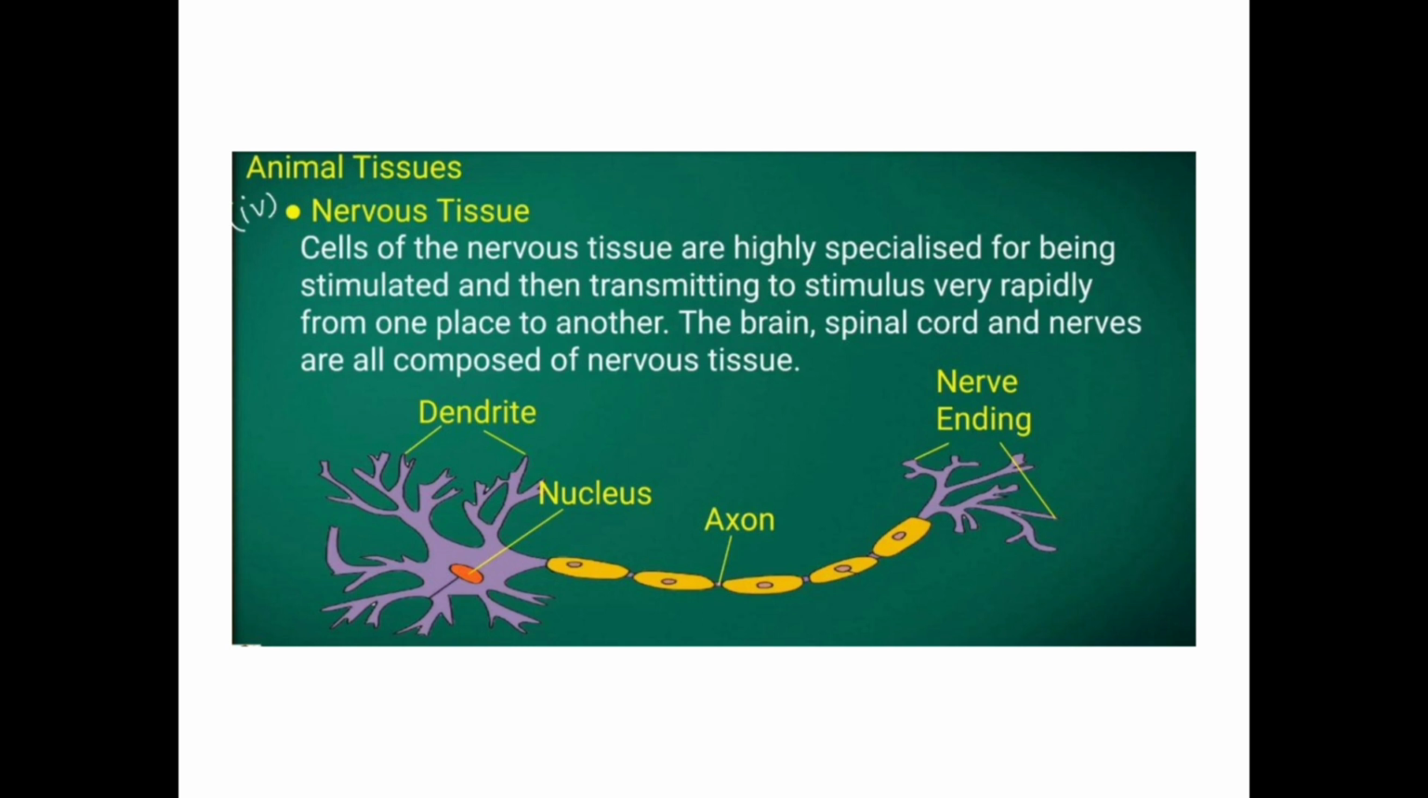The cells of the nervous tissue are highly specialized for being stimulated. They get stimulated and transmit the stimulus very rapidly from one place to another. If we touch something, the cell gets the signal and transfers it from one end to another, where another nerve tissue connects, so it is sent fast and soon reaches the brain. So this is the function of nervous tissue. The brain, the spinal cord, the nerves are composed of nervous tissue, so everywhere the nervous tissues are there.